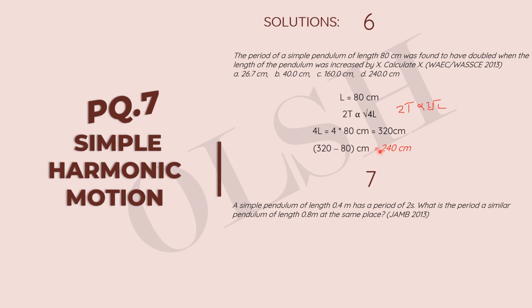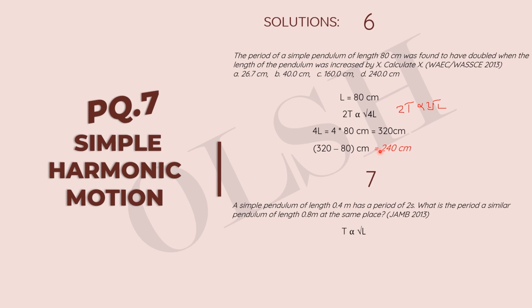Number 7 says a simple pendulum of length 0.4 meters has a period of 2 seconds. What is the period of a similar pendulum of length 0.8 meters at the same place? We're going to use the same formula. T is proportional to root L. The length of the simple pendulum is 0.4 with a period of 2 seconds. They're asking to find the period of a similar pendulum which has a length of 0.8 meters.